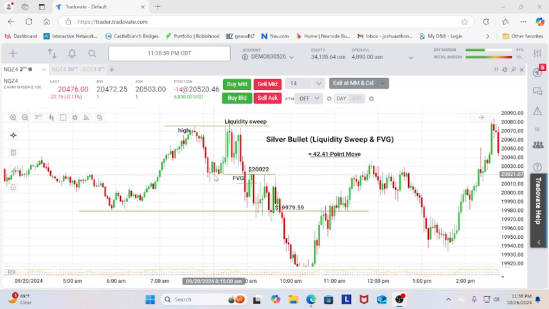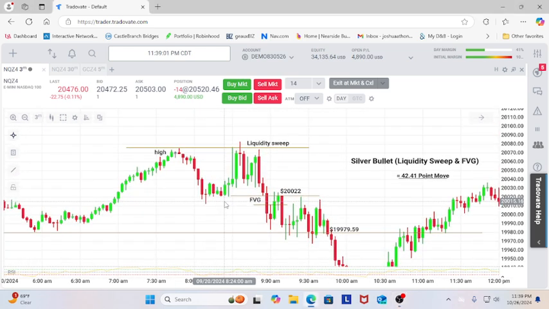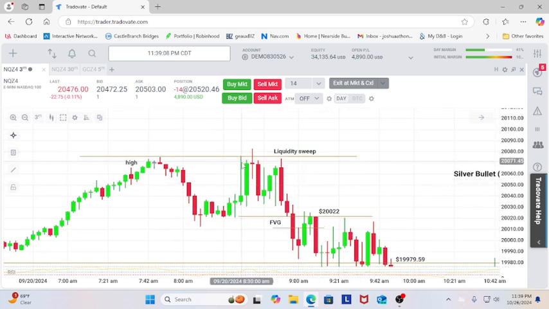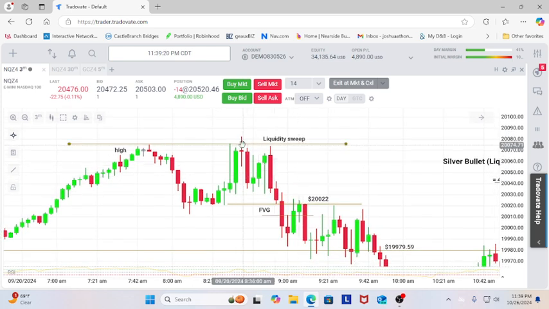Now the next thing we want to wait for is a liquidity sweep. So we want that push back up, and for you to know that this is a liquidity sweep, we have a very high wick, which is a rejection candle. So once we get the rejection candle, we know that this is probably going to be a silver bullet setup. So once we get that rejection candle, we are anticipating a fall, right?